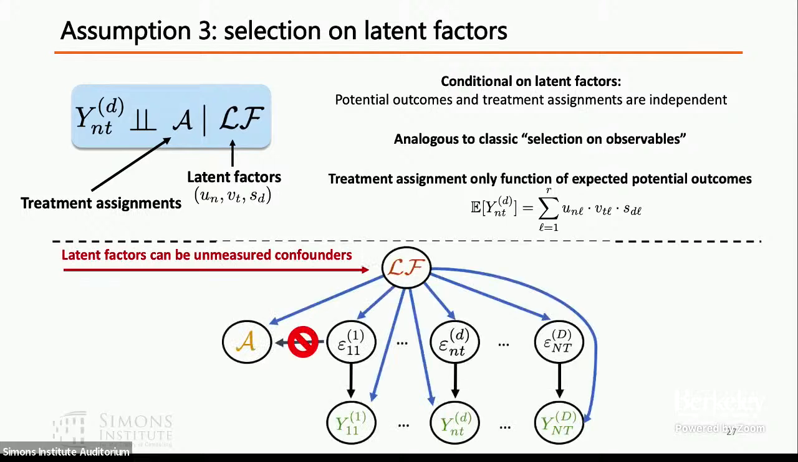And here's a graphical way of looking at it. Here, the LF are your latent factors. They point to both the treatment assignment and the potential outcomes. In that sense, the latent factors can be unmeasured confounders. But conditional on them, the epsilons don't have a direct arrow to the assignments. Okay, so that's the exogeneity you need.